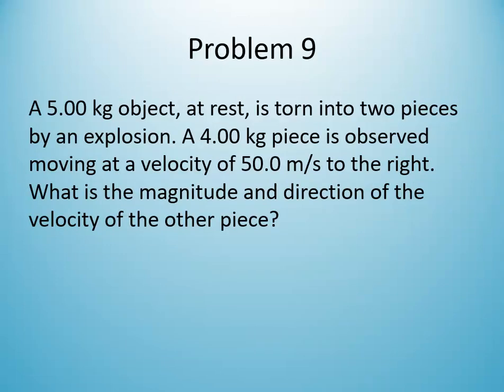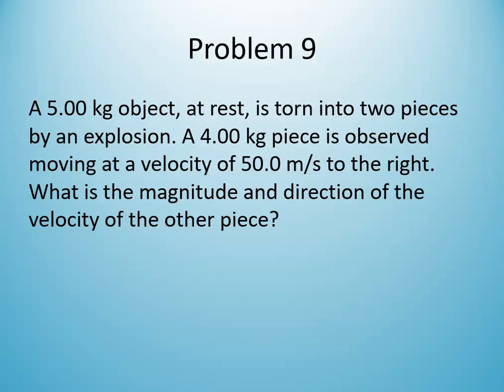So next problem. Here we have a 5 kilogram object at rest suddenly exploding and being torn into 2 pieces because of that. So a 4 kilogram piece goes at velocity 50 meters per second to the right. Question is, what's the magnitude and direction of the velocity of the other piece?